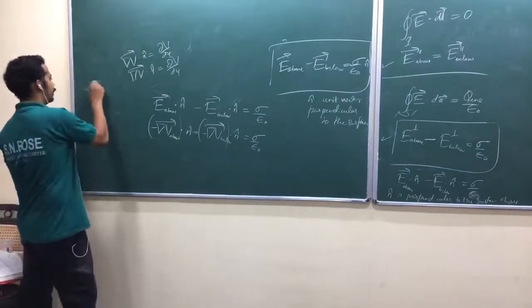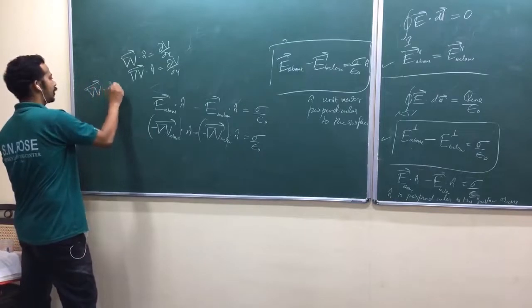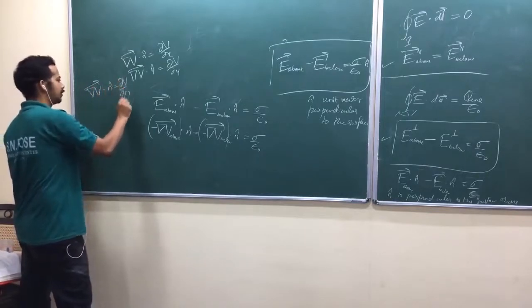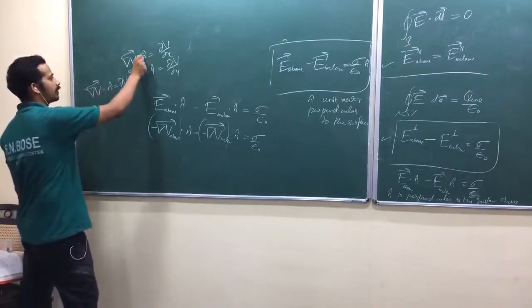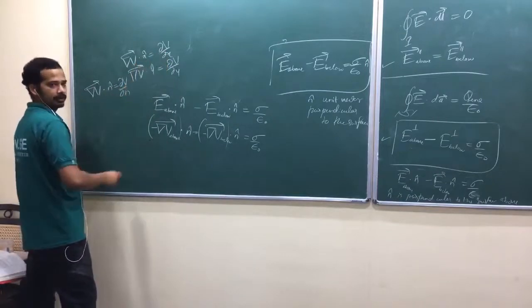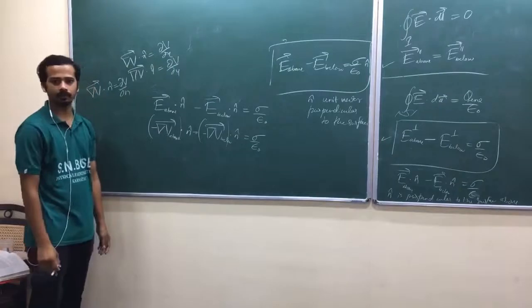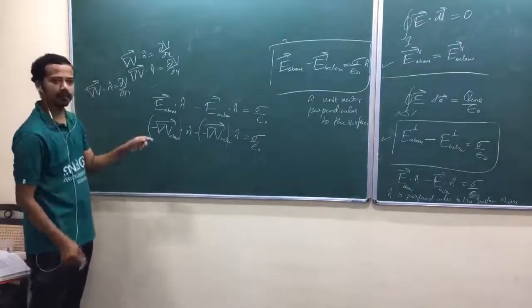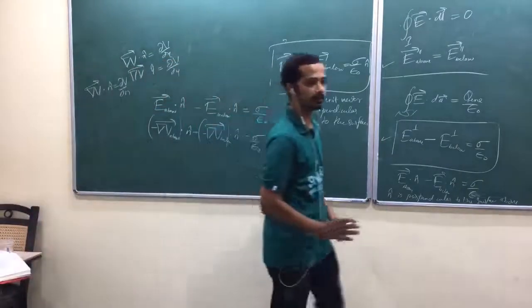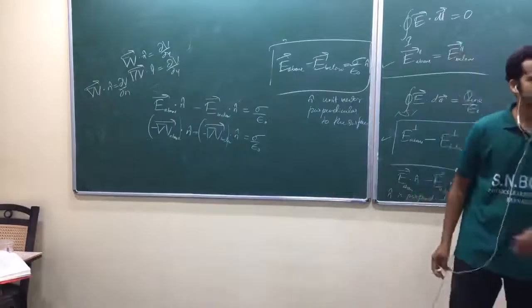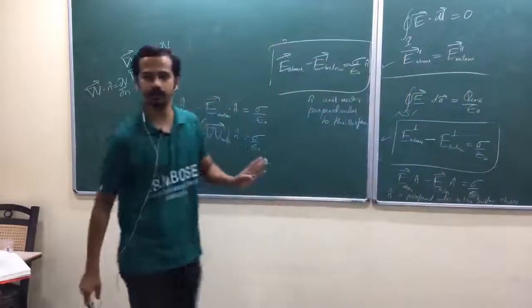So del V dot n cap, I better write dou V by dou n. Dot x cap, I defined one variable along x cap. Dot y cap, we already defined a variable along y cap. Dot n cap, I better define one variable along n cap. Is that okay? Because our statement should be general now.